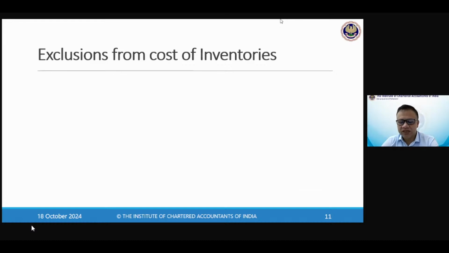What are the exclusions? Now, when I'm talking about cost, what will we not include? First of all, abnormal wastage, because this is not linked to the operations of the company. It is accidental. Samarth, yes, your question.